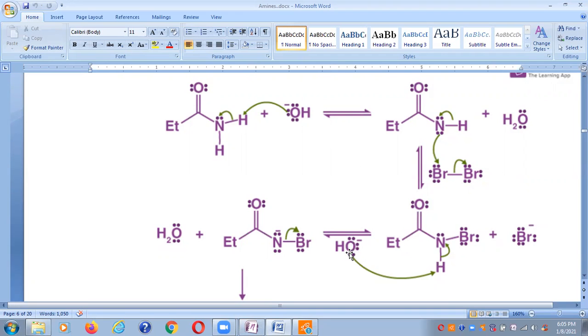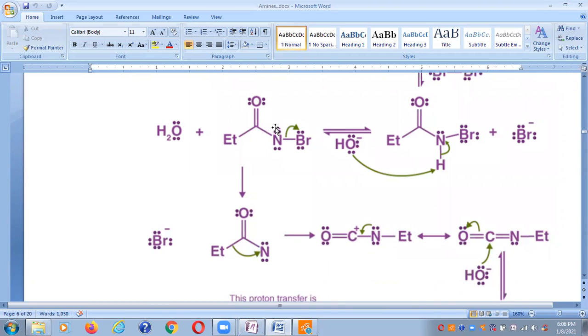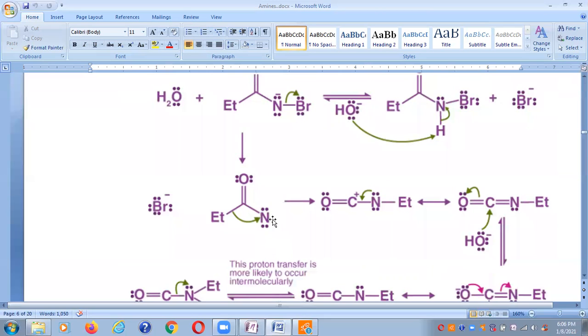Next step, again one more base takes up one more hydrogen atom, so again we get N minus. This time, because the electron density on the nitrogen atom increased, and due to the higher electronegativity of bromine, it will take up the bond pair of electrons, so it will be eliminated as Br minus, leaving behind the ketene. The ketene is nothing but nitrogen with a positive charge, or else it is shown with a vacant orbital. That means it becomes electron deficient, so immediately it undergoes rearrangement.